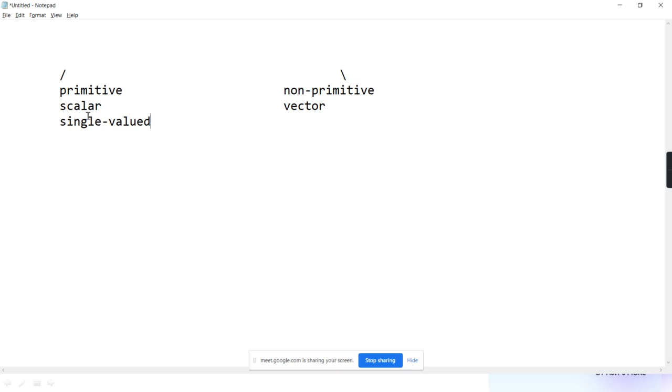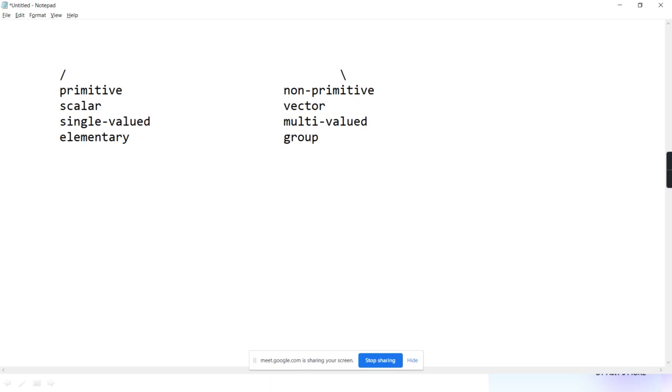Scalar means it will have only a single value. It will not have a group of values. And non-primitives come under non-primitive, that is vector. So single valued, whereas here it will be multi-valued or group. Many values grouped together make a non-primitive. Getting? Or you can call it elementary, or you can call it group type.